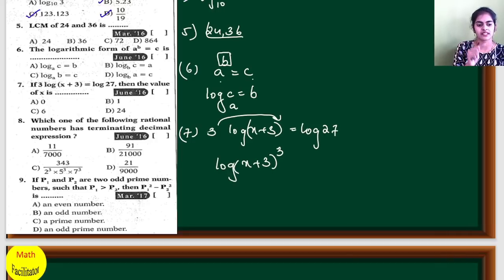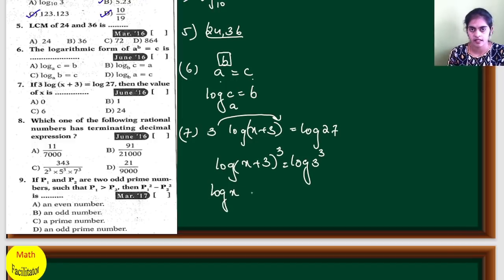m log x. So I can write as log x power m equals log 27. I can write as 3 cube. Okay. So now what can I equal? So you have to find the value of 3. So now this is like log a cube plus log b cube.